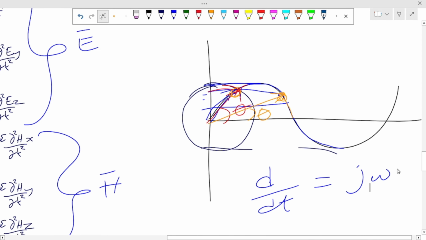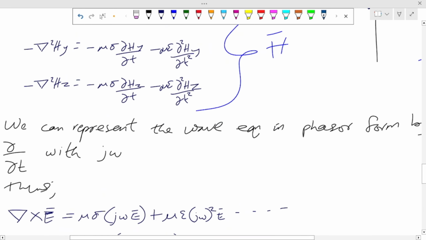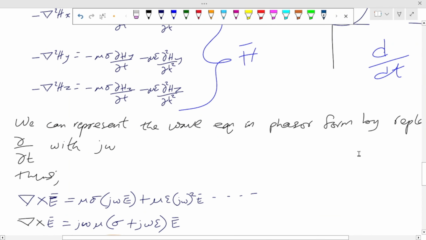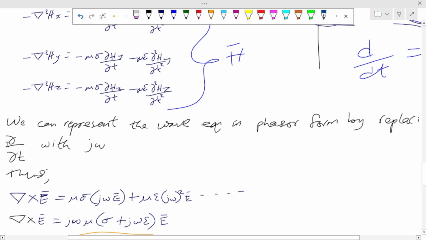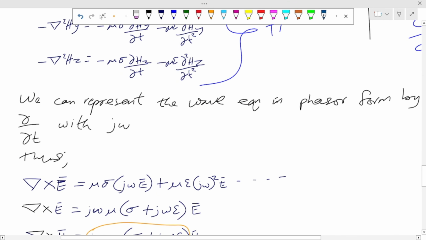Okay, so come back here and say we can represent the wave equation in phasor form by replacing the partial derivative with J omega. And that's of course the complex form. So anywhere you see this, I've removed the minus sign here because they can cancel through. You see minus everywhere now, so they cancel out. So anywhere you see a partial derivative, or when you see a derivative, you replace it with what? J omega. Are we together?